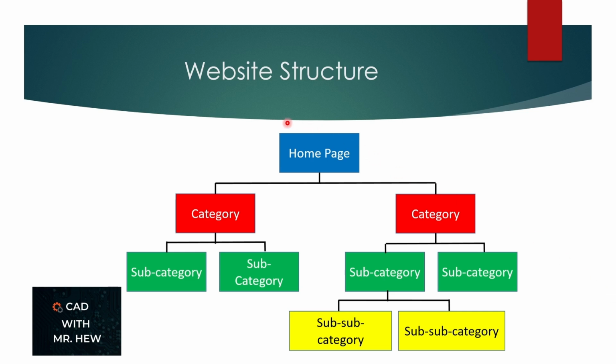So here we have the home page as the first landing page. Then on this particular website structure, the person would have two categories to select from, right? And the category on the left has two subcategories. The category on the right has two subcategories. And in the subcategories to the left on this branch of the website structure has two more subcategories, right?